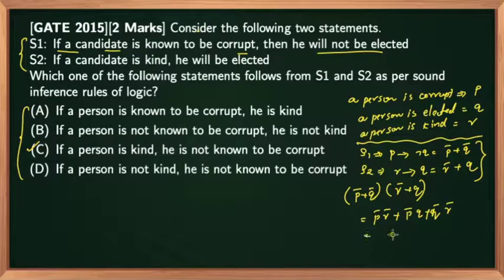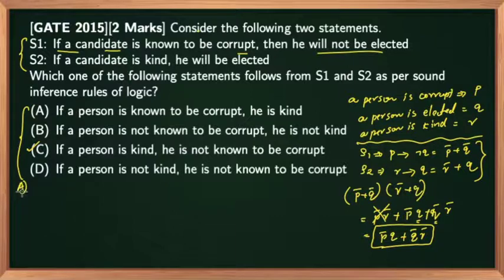So this will be equal to, I have Q here and Q bar here, so I can add P bar R bar, or I can remove P bar R bar. So I can remove this term, so this will be equal to P bar Q plus Q bar R bar. Okay, so this is the meaning of our premises. Okay, now let's see choice by choice.